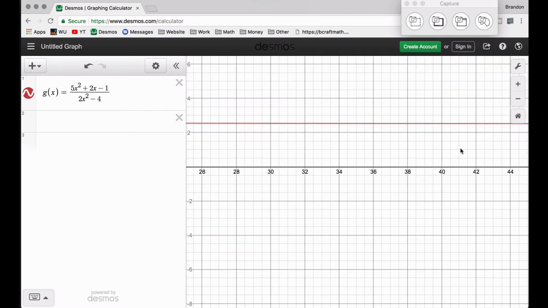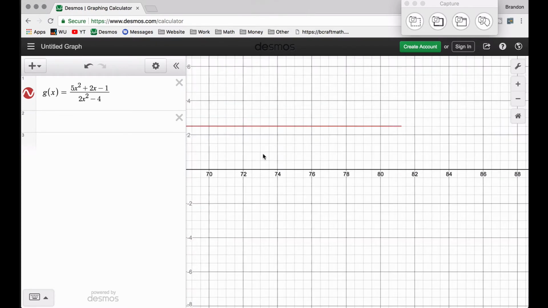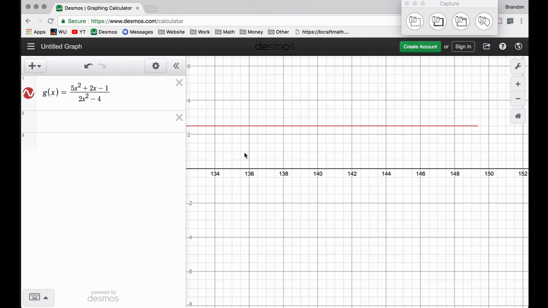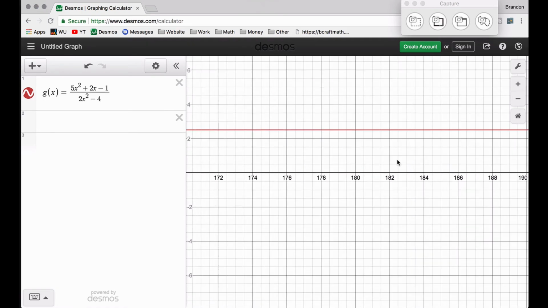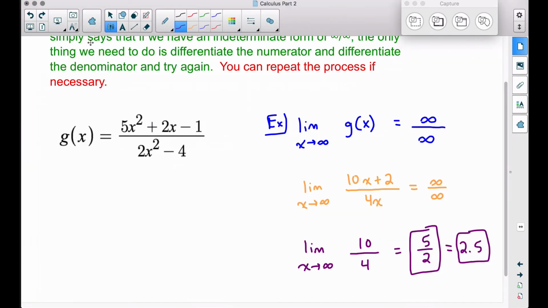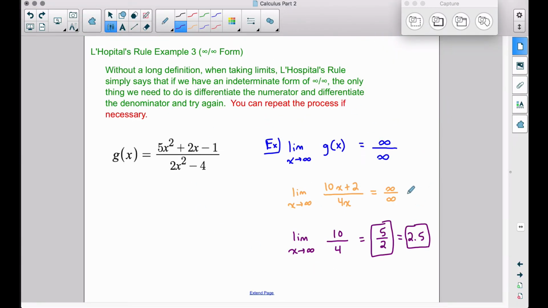To show you that, I'm going to slide way on over here to somewhere around 100. So now x is big, and let's look at the y values now. 2.51. Notice that y value is getting closer and closer to 2.5. As a matter of fact, if I just keep on going one more time, I'm going to come to 200, and now notice 2.505. That y value is going to get closer and closer to 2.5, which is the same thing as that 5/2, and that is exactly what we've covered right here.